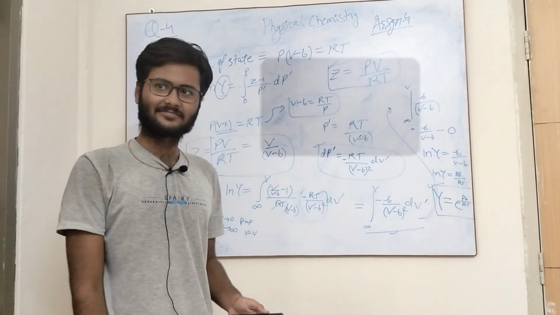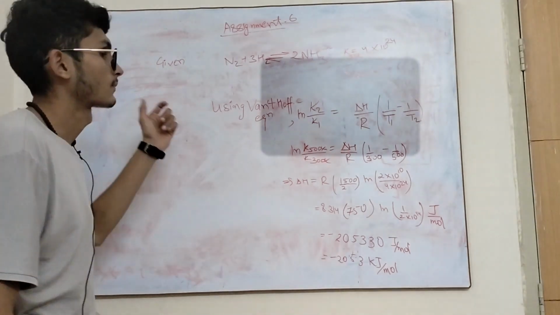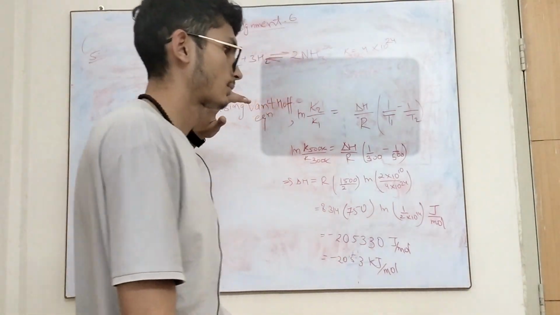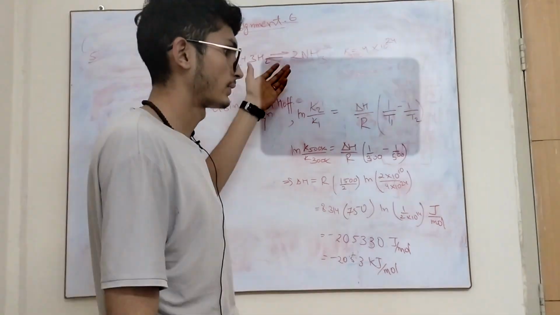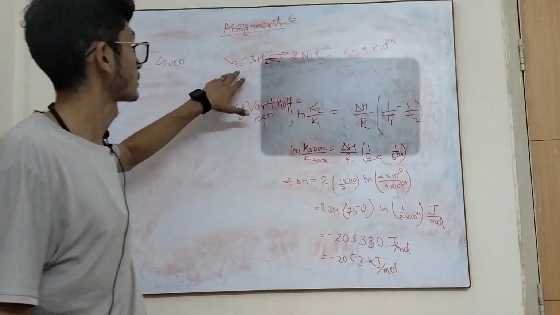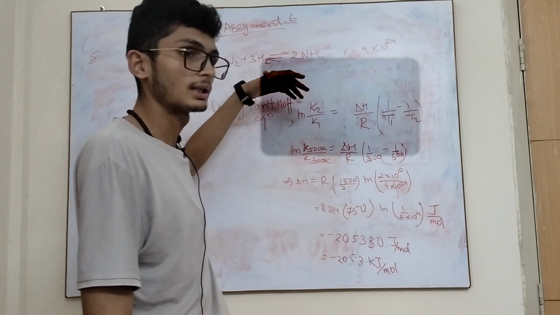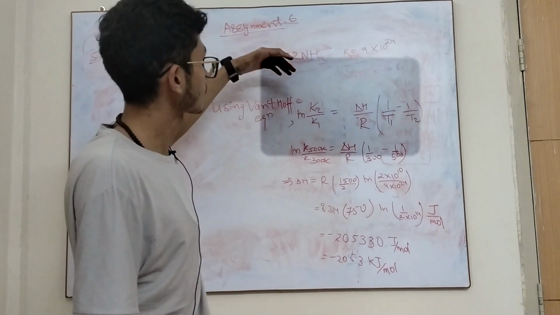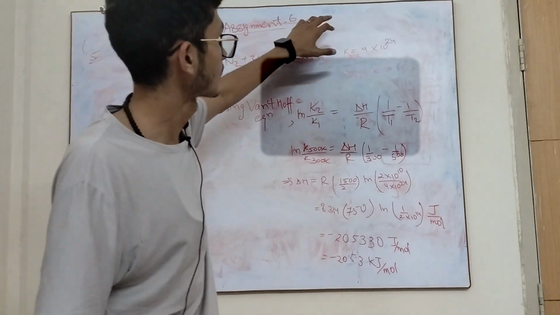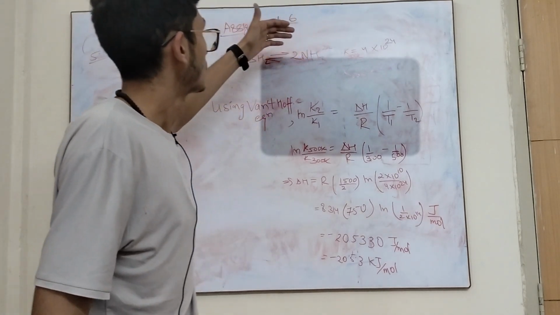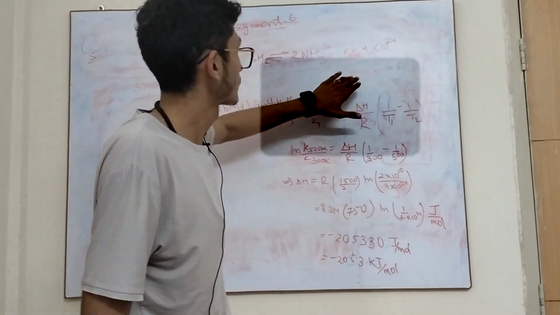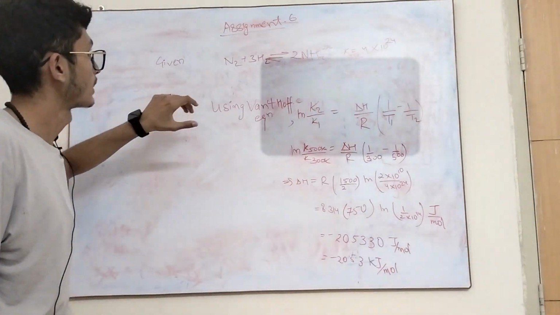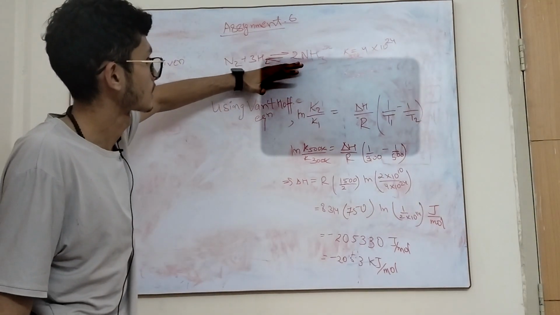Thank you. Now I'll solve question number 5. In question number 5, the Haber's process reaction is given, that is the preparation of ammonia gas. So the reaction is N2 plus 3H2 in equilibrium with 2NH3. In the question it is given that the equilibrium constants at 300 Kelvin and 500 Kelvin are given, and we are asked to find the enthalpy change for this reaction.